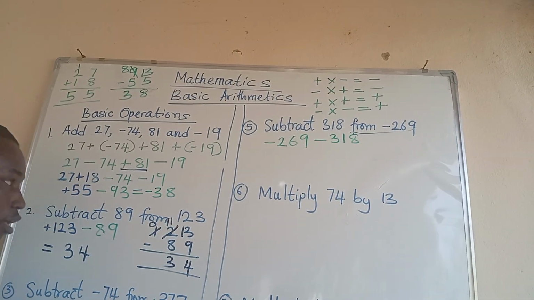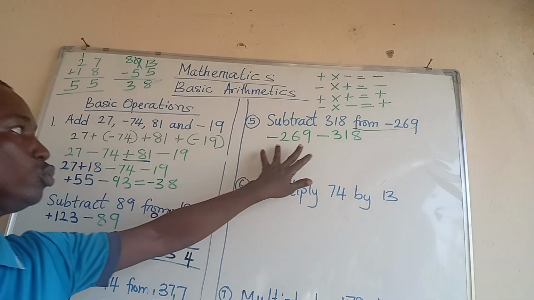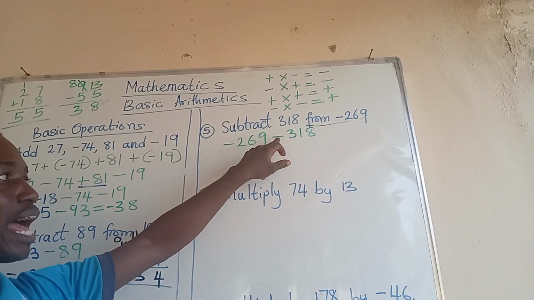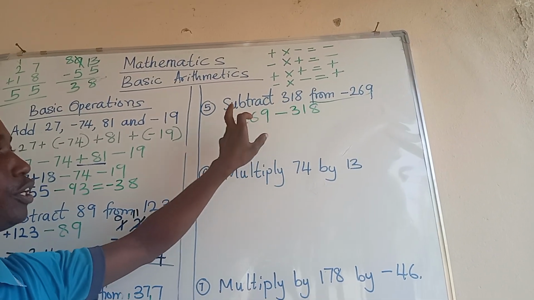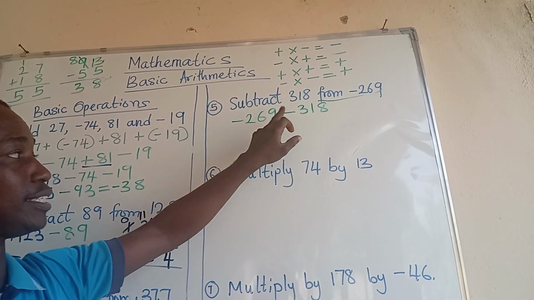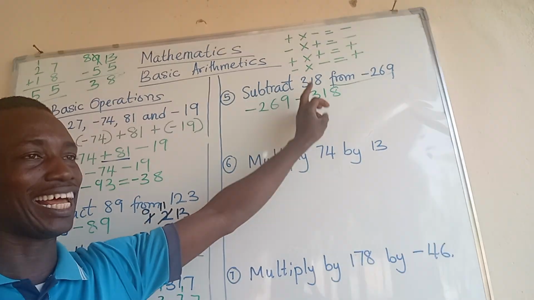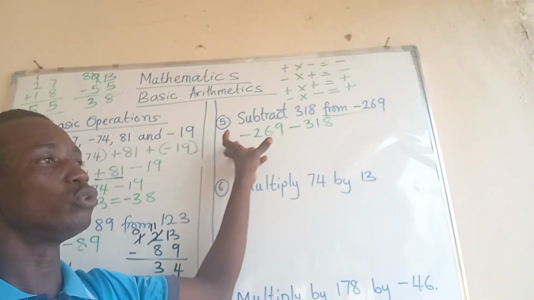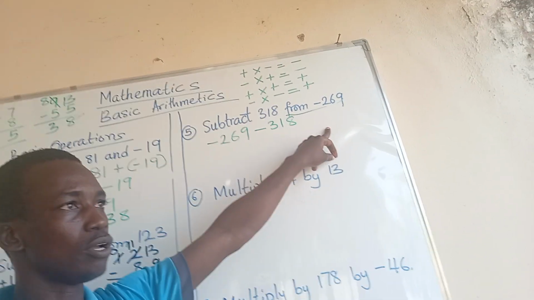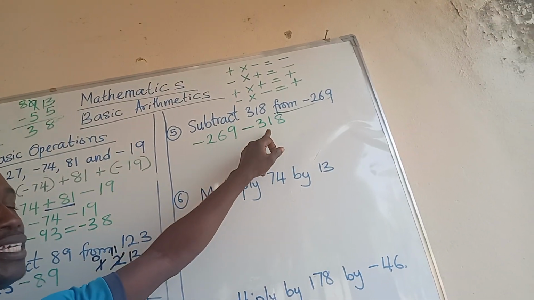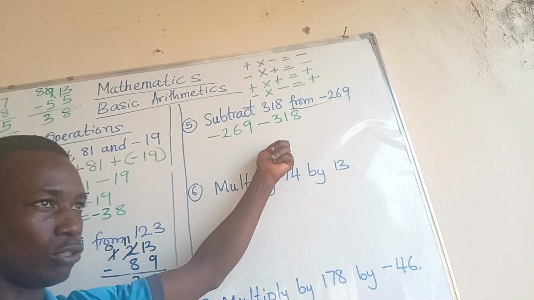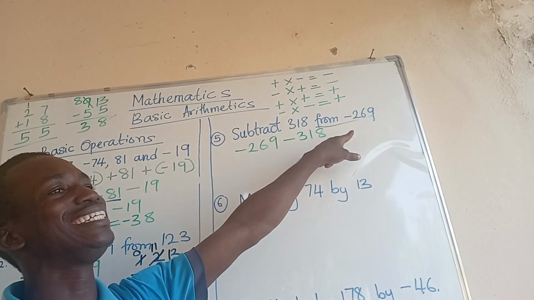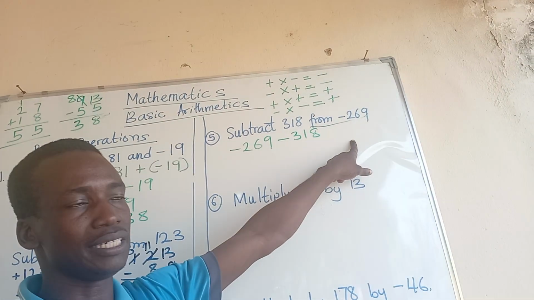318. Now, remember I told you, when you have two numbers, if they have the same sign, you will add them together. If the first number is positive and the second number is positive, you add them together, your answer will be positive. If the first number is negative, the second number is negative, you still add them together, your answer will be negative. But if the first number is positive and the second number is negative, you subtract them. You subtract the smaller number from the larger number, but your answer is going to carry the sign that has the largest number. Is that clear?